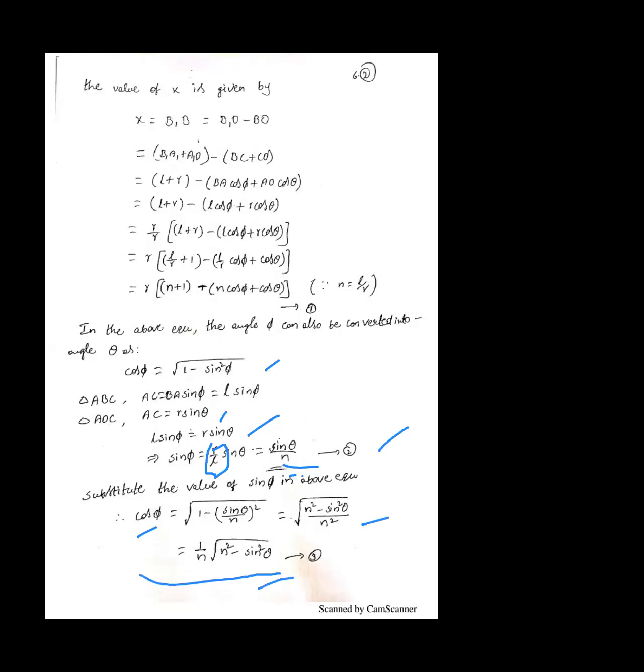So we have the relation between pi and theta. What is the relation? Cos pi equals 1 by n into square root of n square minus sin square theta. That is the relation of pi and theta. Now wherever we have cos pi, it is replaced with this value. Just observe that. Now we have substituted the value in our equation.